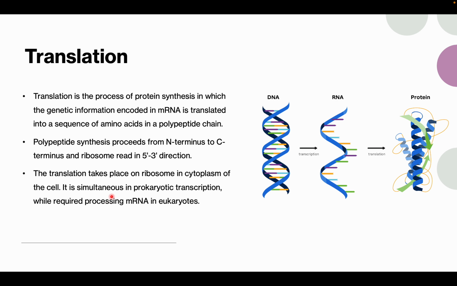And as I told in my previous video, in eukaryotes the mRNA, once it's formed, gets further modifications like splicing, capping and polyadenylation in the nucleus, and then it gets transported to the cytoplasm where the ribosomes are present, and then protein synthesis takes place.